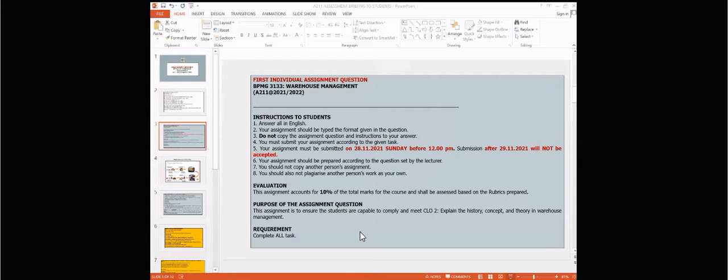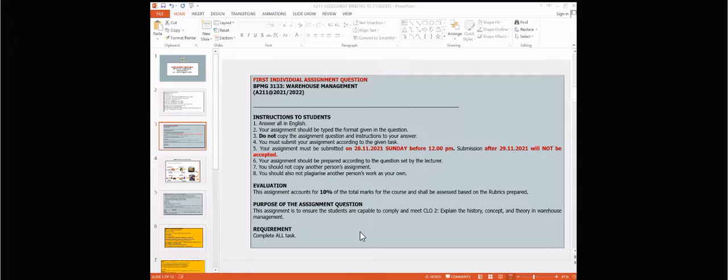This assignment accounts for 30%. 20% is for the report and 10% for the recorded presentation of the total marks for the course, and shall be assessed based on the rubrics prepared. Purpose of the assignment: we want you to comply and meet CLO number 3. Discuss the relationship between macro and micro environment within the warehouse management.